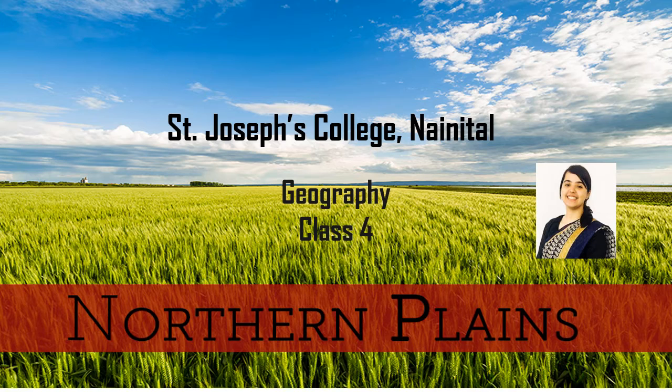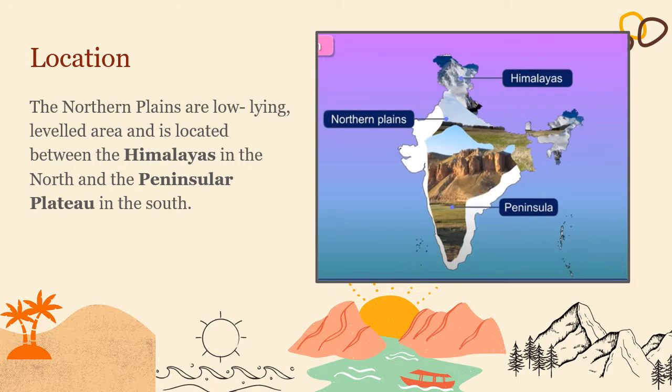Lesson for the day is the Northern Plains. As we travel south from the Shivaliks, we reach a vast region of flat land known as the Northern Plains. The Northern Plains are low-lying, leveled areas located in between the Himalayas and the Peninsula Plateau.